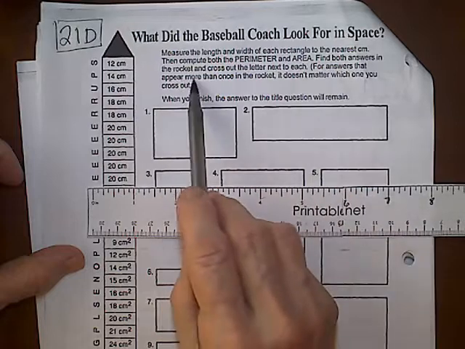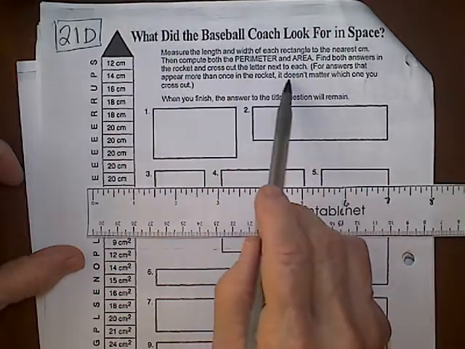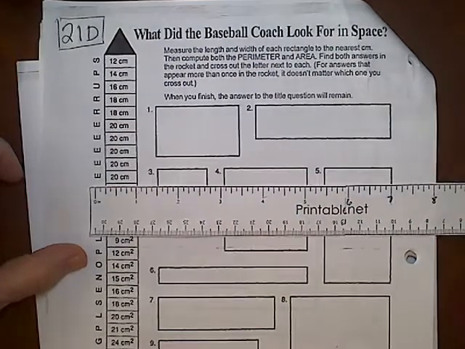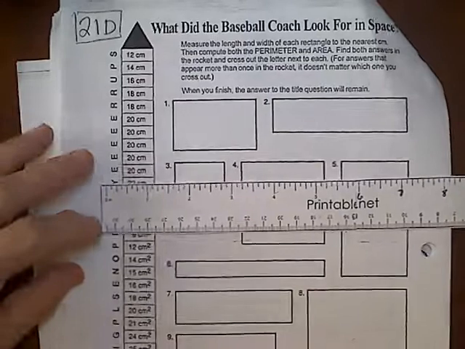For answers that appear more than once in the rocket, it doesn't matter which one you cross out. So you just cross out one each and every time because some of these answers will be duplicates.